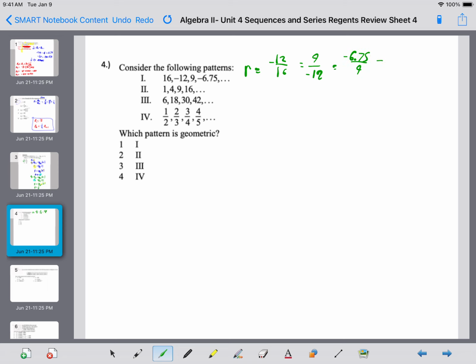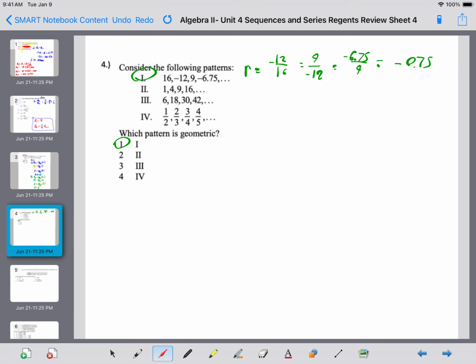I'm taking a term, dividing it by its previous term. Negative 12 divided by 16 is negative 0.75. 9 divided by negative 12, negative 0.75. They all equal negative 0.75, which indicates that number 1 is geometric.